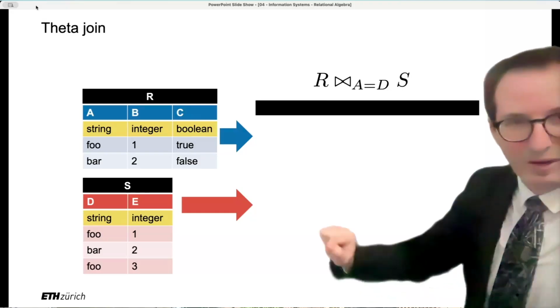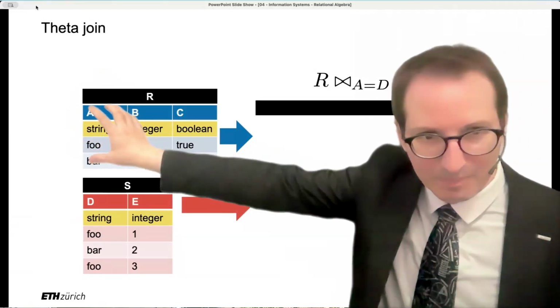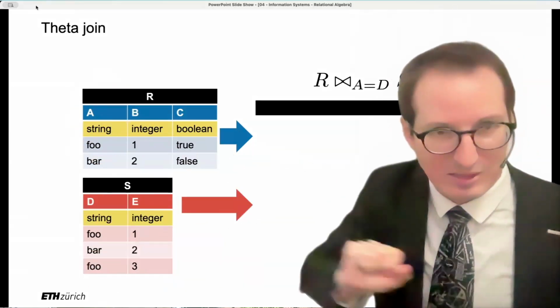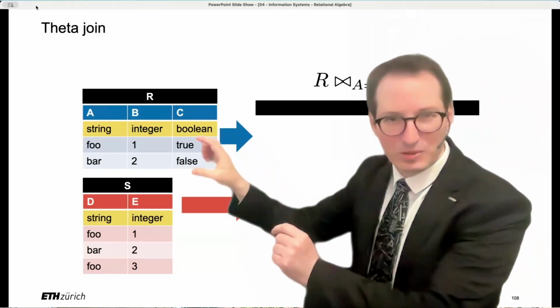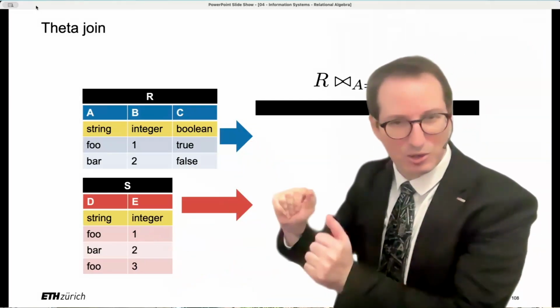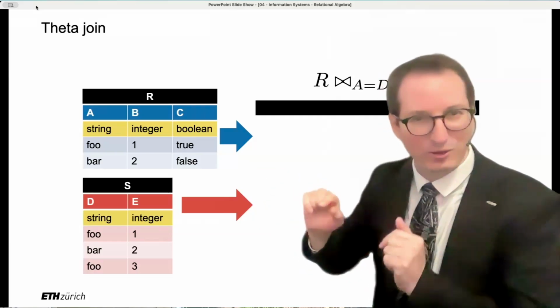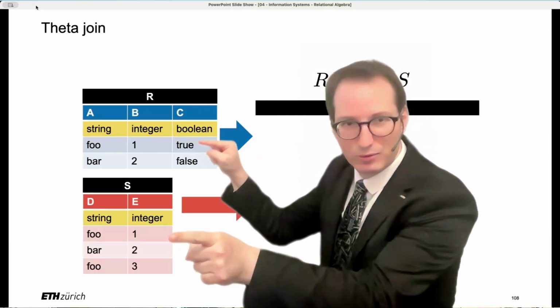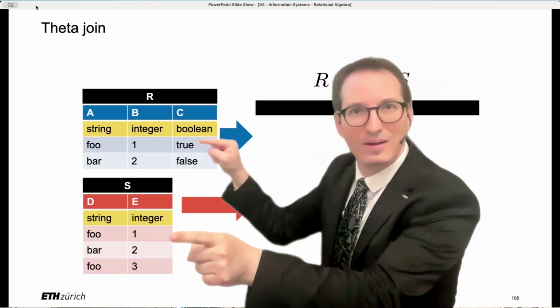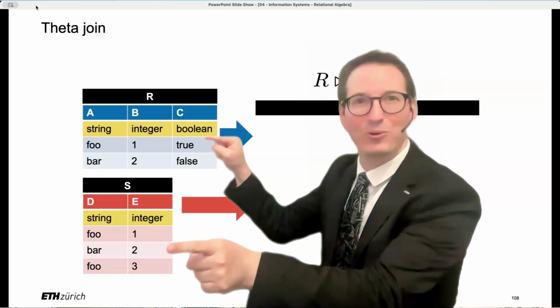A equals D. Where is A? A is right here, and D is right there. So these are the ones that should match. Now I'm going to take all the combinations. There's 2 here and 3 here, so there's 6 combinations, and you tell me if they match or they don't match. Let's start with this one and this one. Do they match? You can say yes or no with your head.